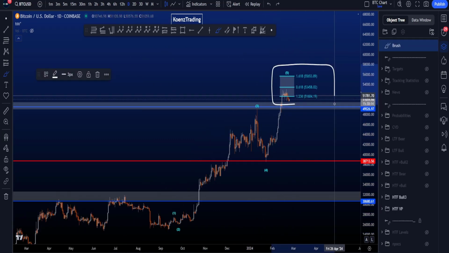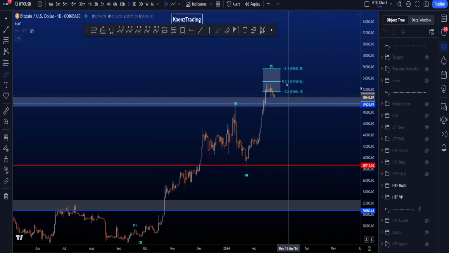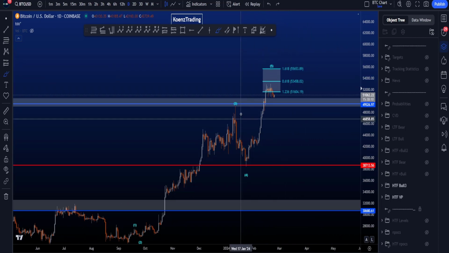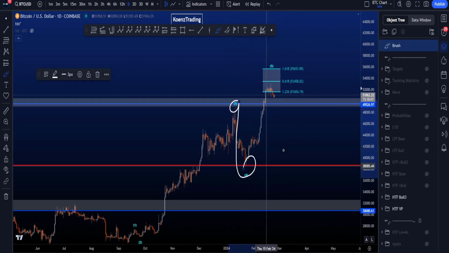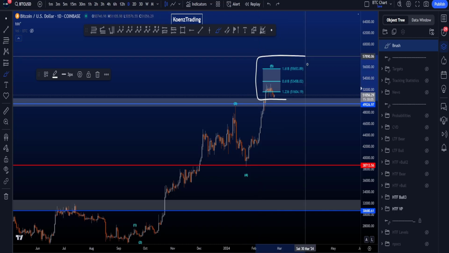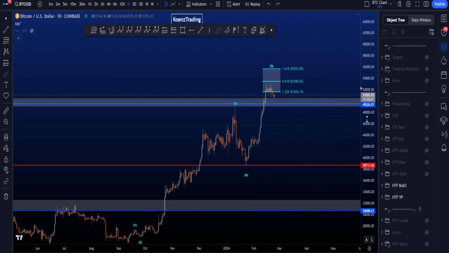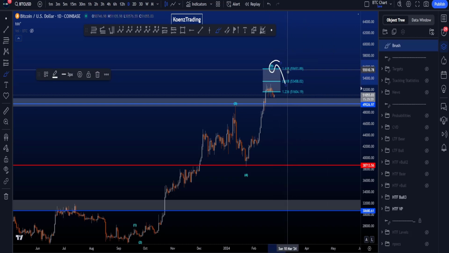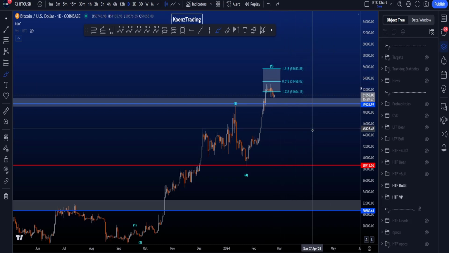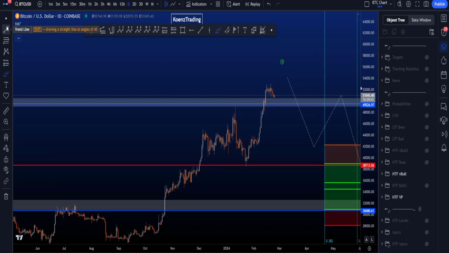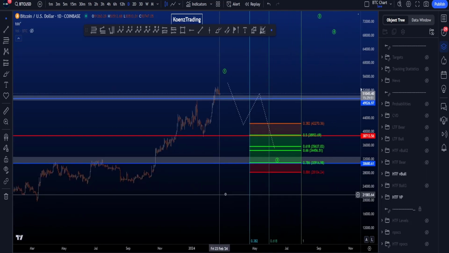Common target for your wave 5 is between the 1.236 and the 1.618, taken from the high to the low of this wave 4, giving you a target area between 51.6k and 55.6k. After this wave 5, you want to see a retracement to the downside, and there are two scenarios that want a retracement to the downside. First of all, it is a double 1-2.